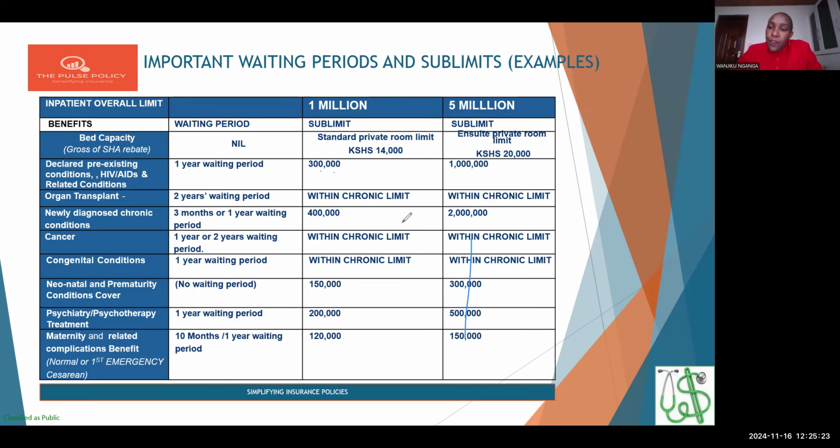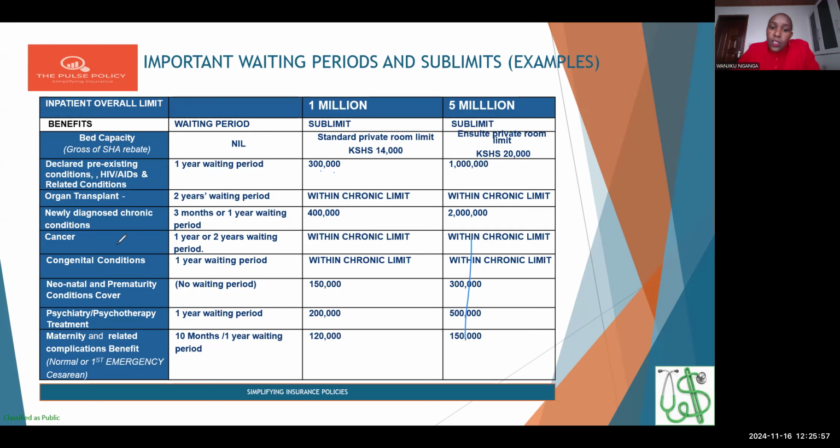So the fact that they pay 400,000 probably in the first 1 year does not mean next year they're going to pay the same. When you renew the policy, it now falls under the pre-existing chronic conditions. In other cases, you're going to find that some companies in the market are not going to give you a separate limit for the newly diagnosed conditions. They're going to be put under the pre-existing. They're going to be bundled here. So you're going to find declared pre-existing condition, stroke, newly diagnosed chronic condition. It depends on where you're buying your cover. So those are some of the things that you need to check when you're purchasing your medical insurance.